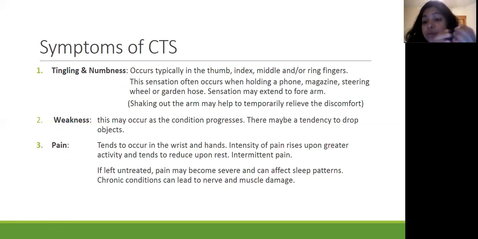Holding the phone, holding a magazine, a steering wheel, or even a garden hose, the sensation may even extend to the forearm. So depending on the chronicity, it may start off first affecting the fingers. They usually start to feel it here at the actual area of the carpal tunnel. Then you start to feel the tingling or even the numbness. Then the more chronic it becomes, the more painful it is, and then it may even extend to this area of the median nerve as well.